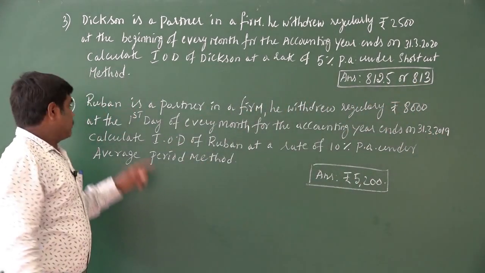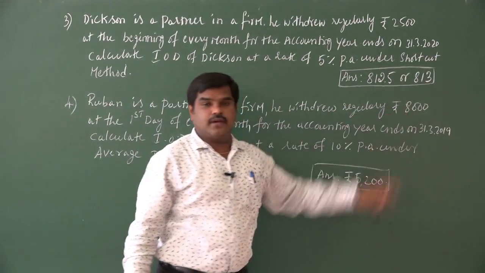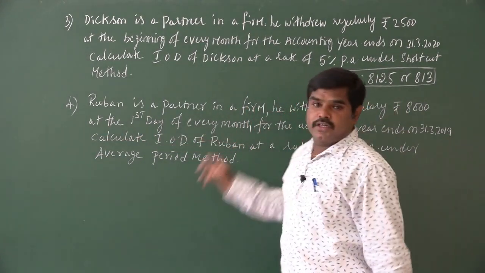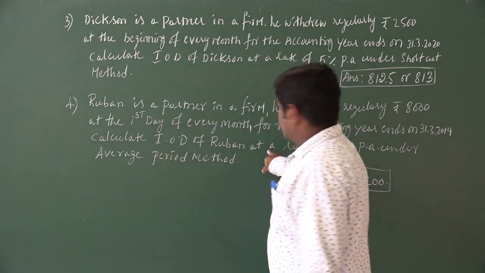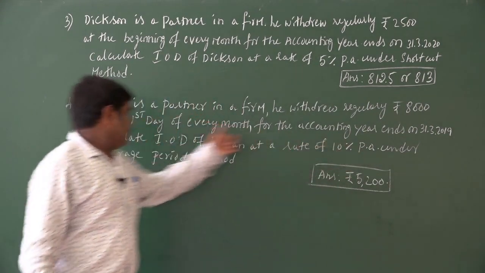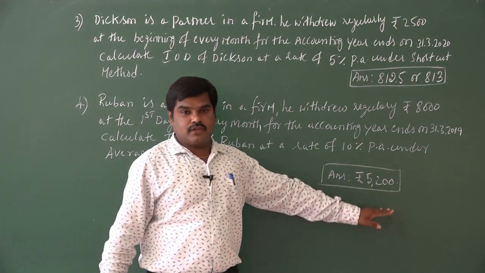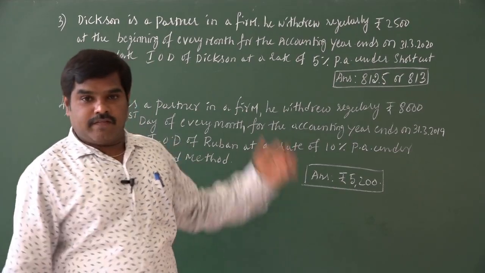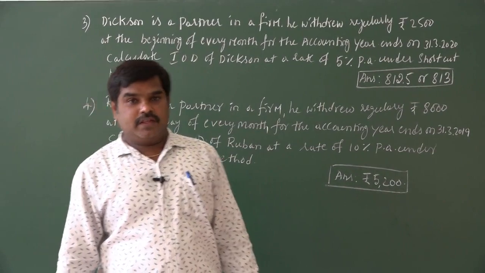Next, go to the next problem. Reuben is a partner in a firm. He withdrew regularly rupees 8,000 on the first day of every month for the accounting year ending 31st March 2019. Calculate interest on drawings of Reuben at a rate of 10% per annum under the average period method. For this, you are going to get 5,200. So try these 2 problems and find the answers. Next class I will go to the middle of every month. Have a nice day.